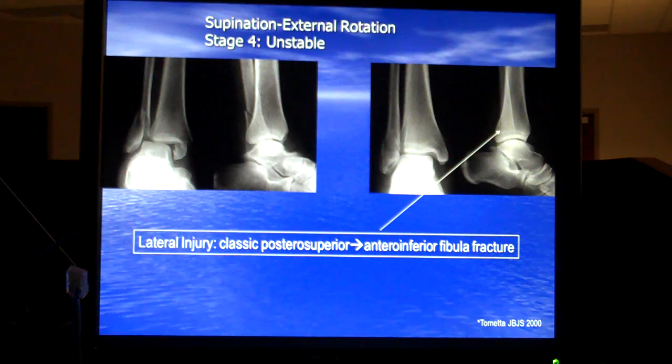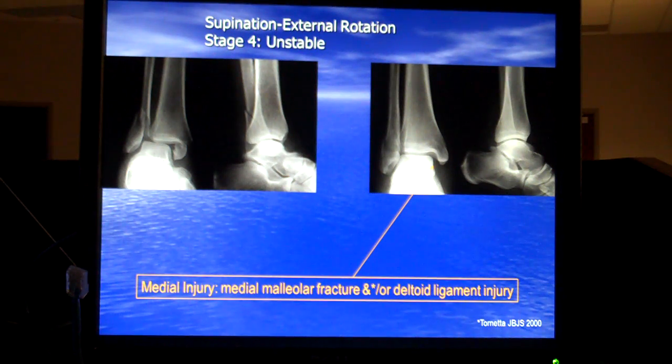How about this one? You get the lateral injury. Is this stable or unstable, Doug? Is that the same injury? Different injury. Medially, what do you think?